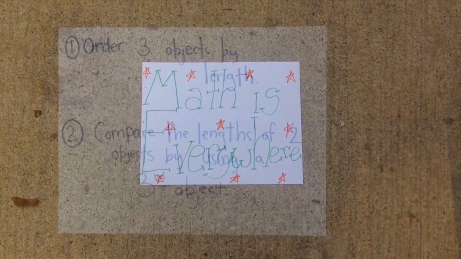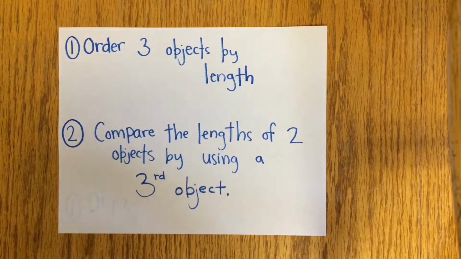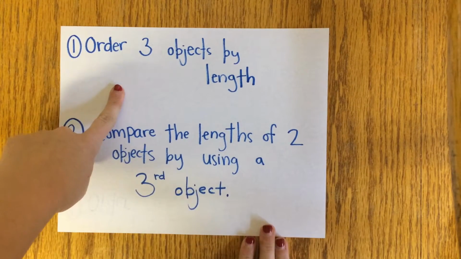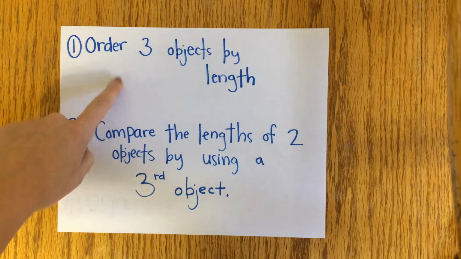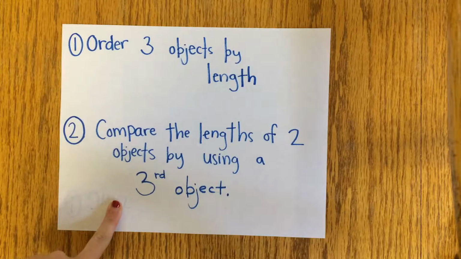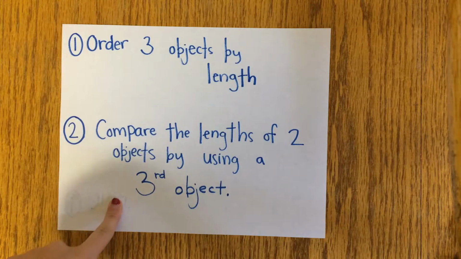Math is everywhere. Today we are going to do two things. First, we are going to order 3 objects by length. Second, we are going to compare the lengths of 2 objects by using a third object.